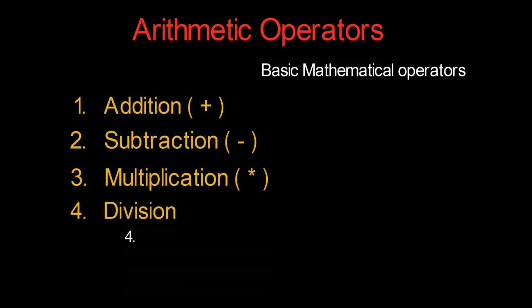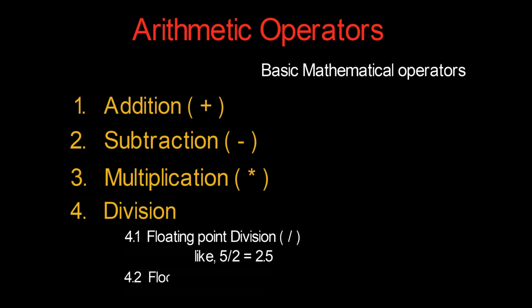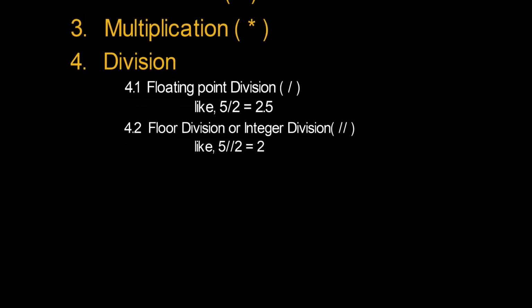First is the normal division, which is called floating point division, represented by a single slash. Like if we divide 5 by 2, then it will give the value 2.5. Secondly, we have floor division, represented by a double slash. It means integer division, so when we divide 5 by 2, it will give the output 2. We can see only the integer part of the result will be displayed.